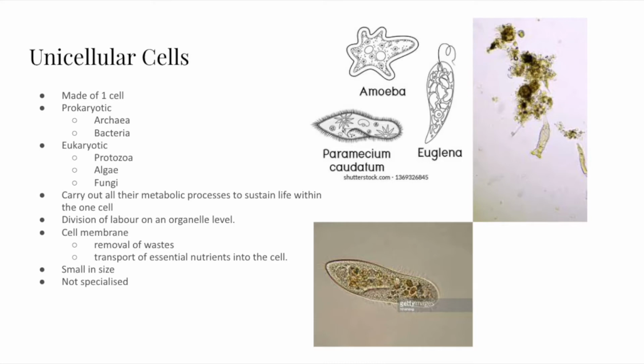These are more simplified processes, yet they're very effective and are completed within the individual organelles of the cell. Unicellular cells use the cell membrane to regulate the removal of wastes and allow for the transport of essential nutrients into the cell. Due to being one cell, they cannot be too large. Recall from our membrane transport clip, if a cell becomes too large, the rate of diffusion will be inefficient. Unicellular organisms, due to performing all metabolic processes, are not overly specialised.